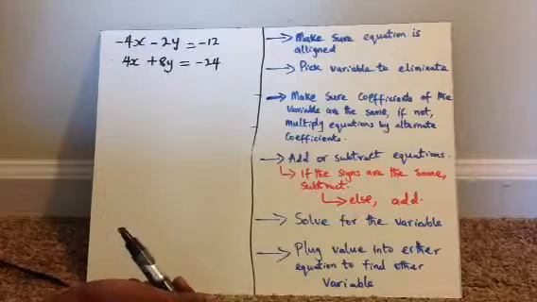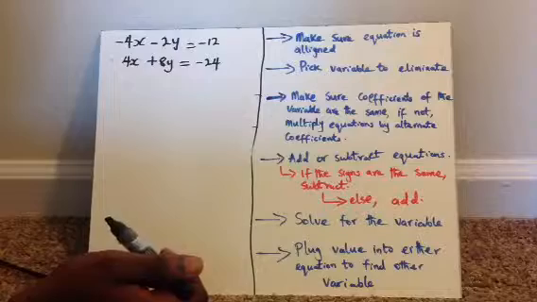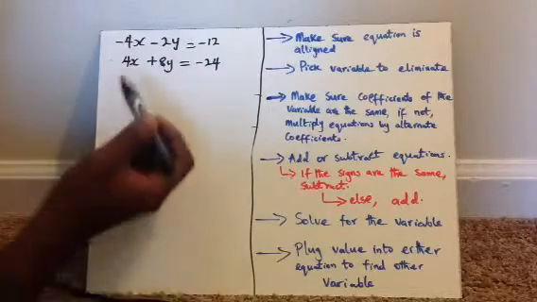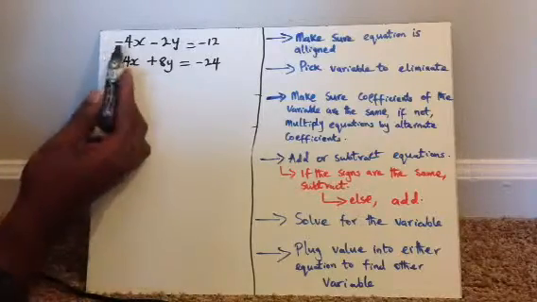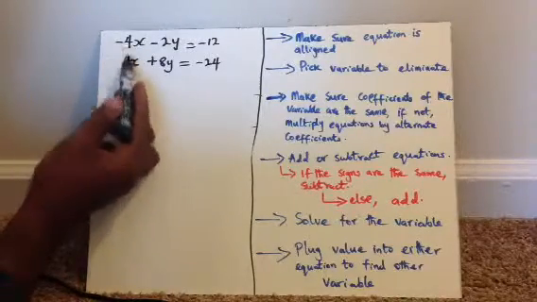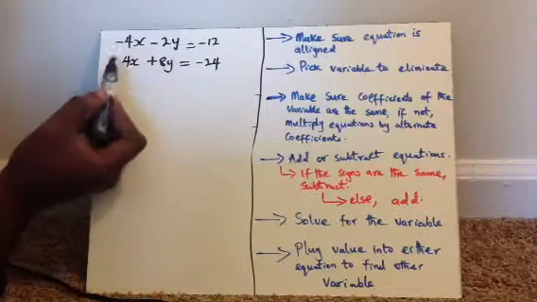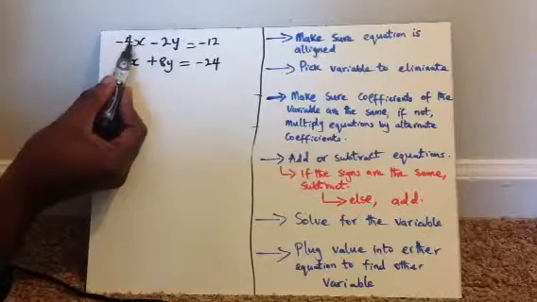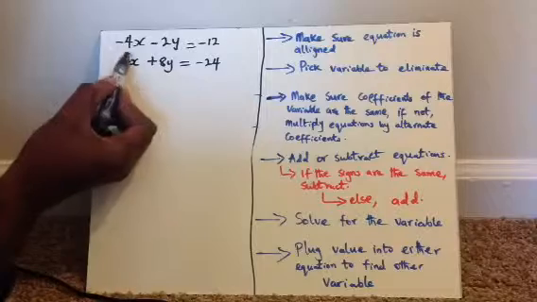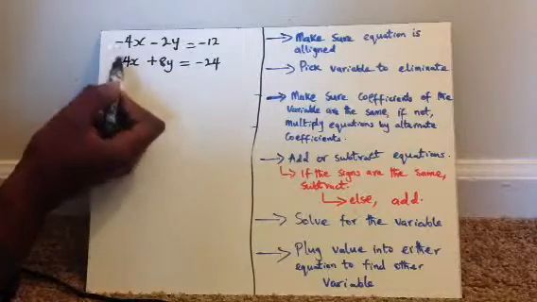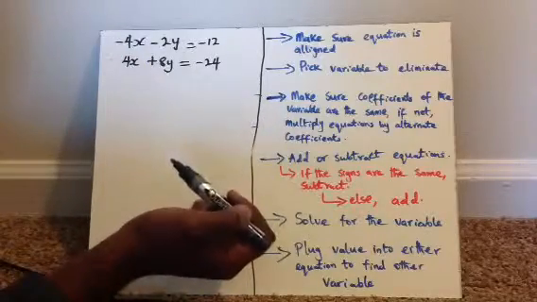So we could jump to the second condition, which says pick the variable to eliminate. So we can eliminate either x or y, it doesn't matter which one you choose. But since x has the same coefficient, it's easier to pick x. And by coefficient, I mean this number multiplying the variable. So this is 4 and this is 4. So they have the same coefficient, so it's easier to pick that. So we are going to pick x as the variable to eliminate.